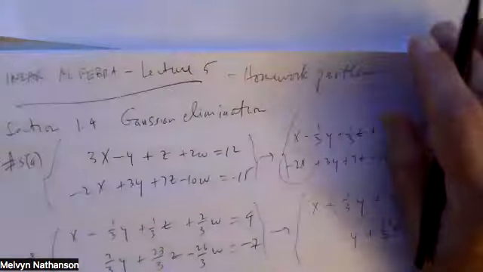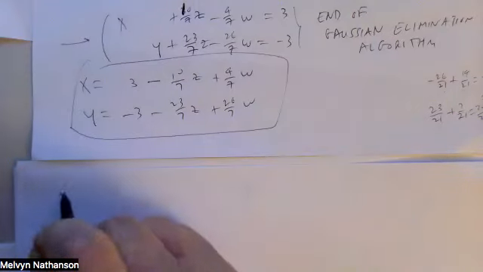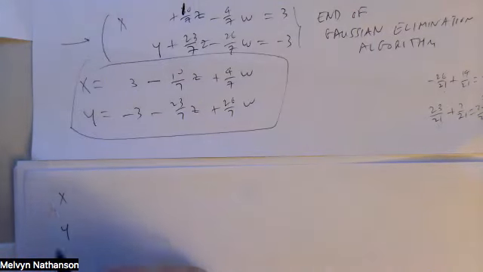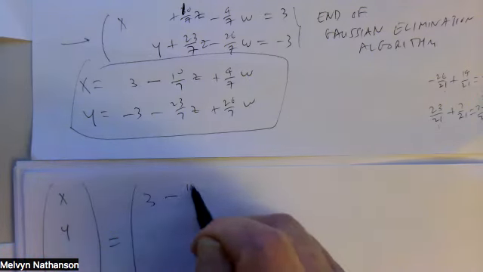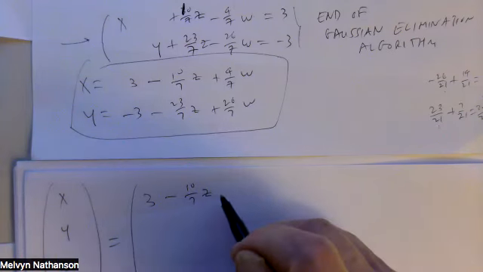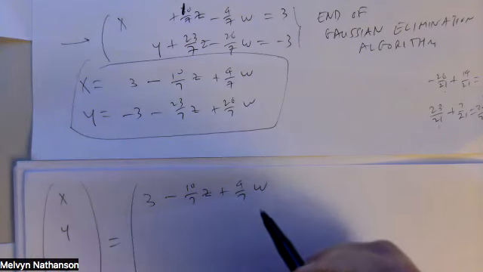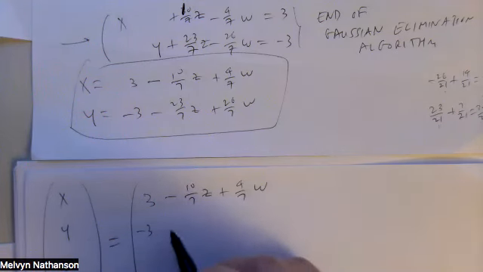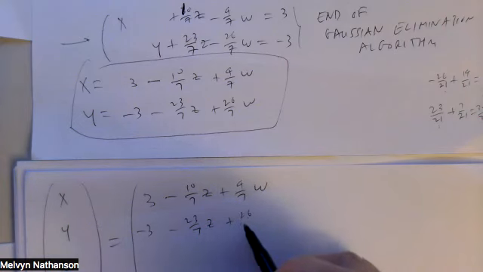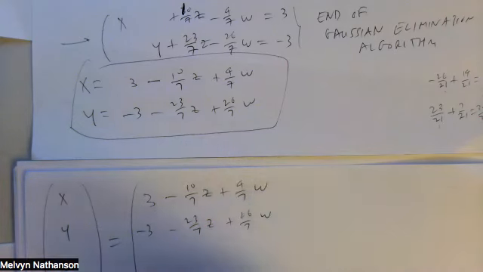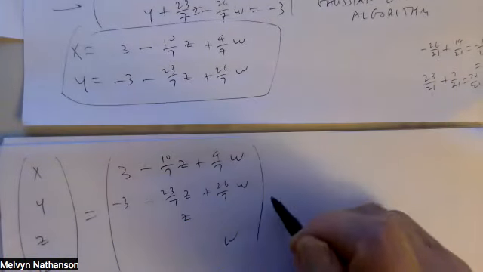So any solution of this system of equations must have the following form: x, y, z, w equals what? X is 3 minus 10 over 7z plus 4 over 7w. Y is minus 3 minus 23 over 7z plus 26 over 7w. Z is z and w is w. So every solution of the system of equations must have this form.